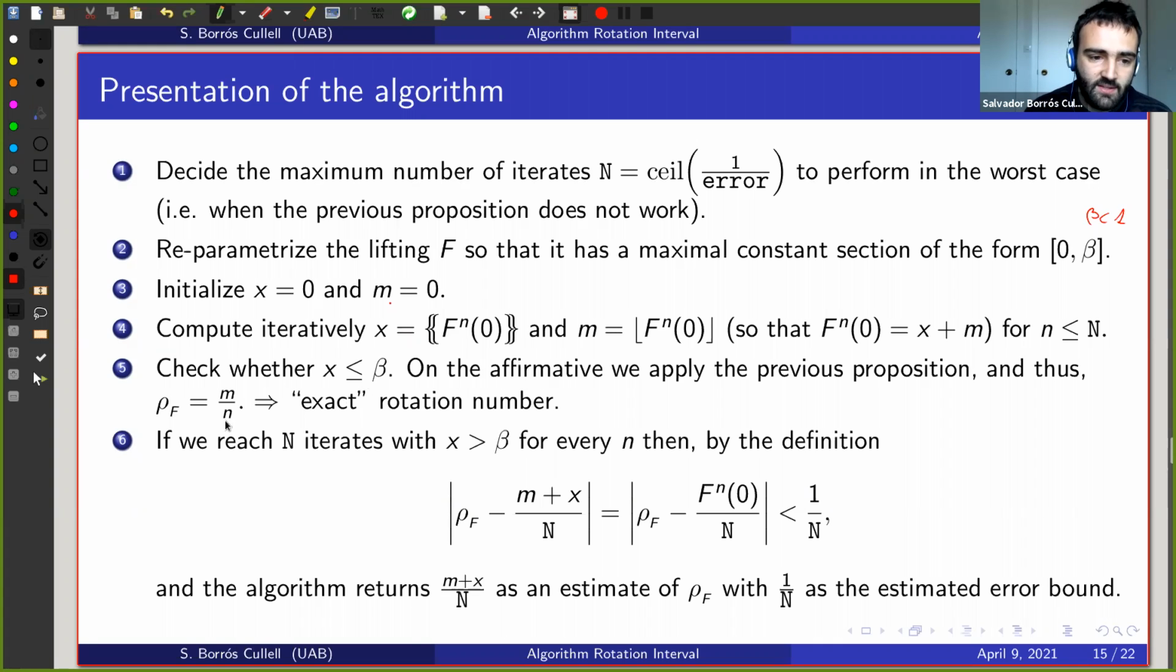However, if this never happens and we reach the maximum number of iterates, we can default to the naive algorithm and then get an estimation of the rotation number again with an error bound of 1/n. Note, however, that the algorithm that can be found in the paper is more nuanced than this one. This is a simplification. The one in the paper takes into account possible rounding errors, truncation errors, and so on.